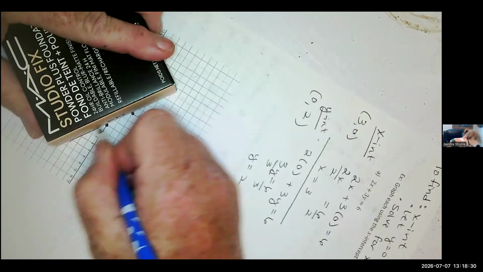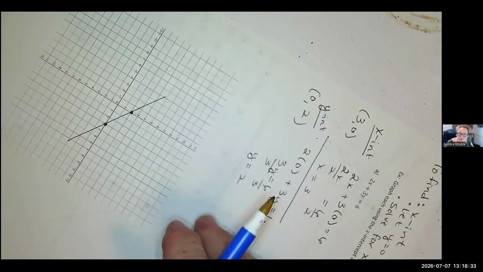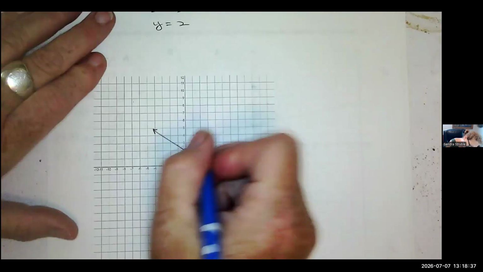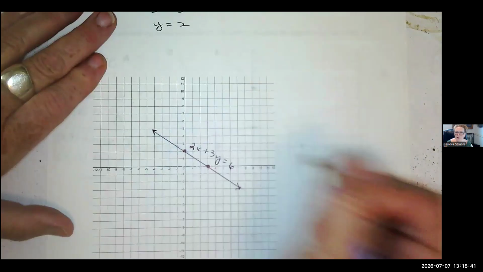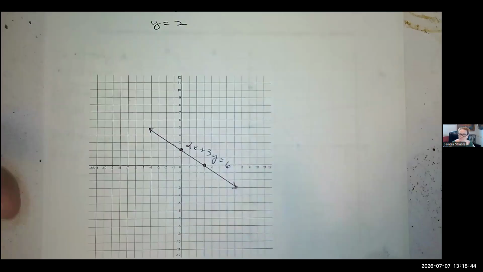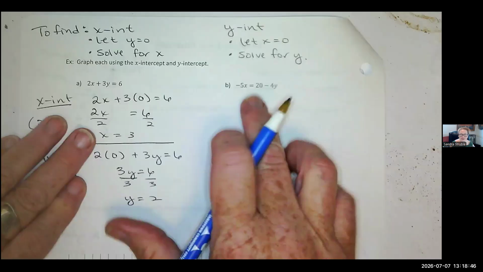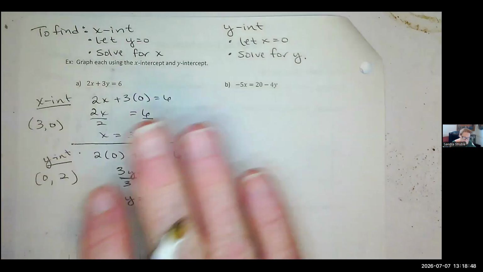Make sure you've got arrows showing that it is continuing in both directions. And then label it 2x plus 3y equals 6. That's it. All right, I want you to pause the video and attempt this next one yourself. Come back if you have any questions, but come back to check yourself too.